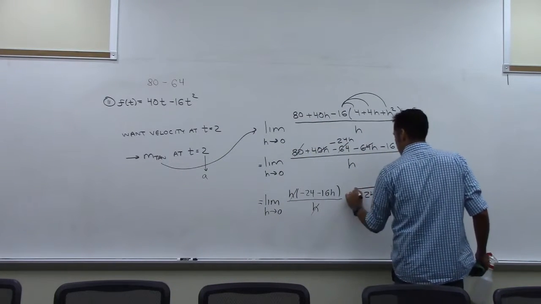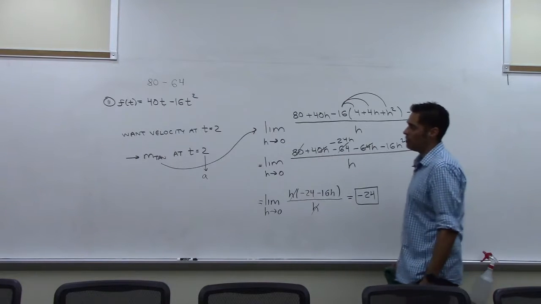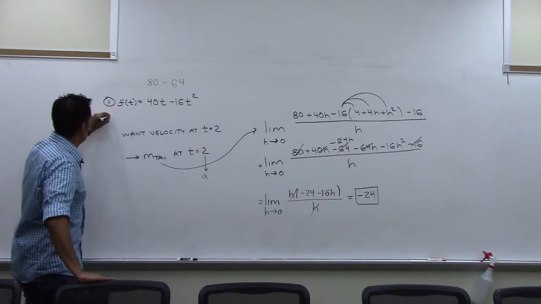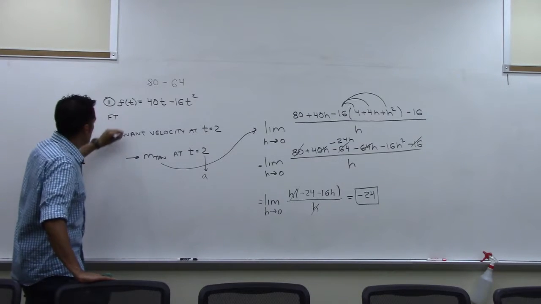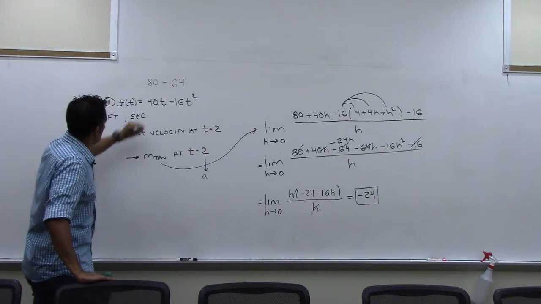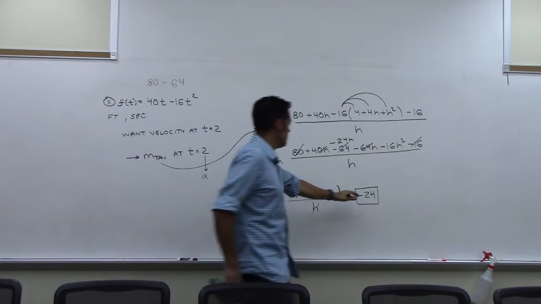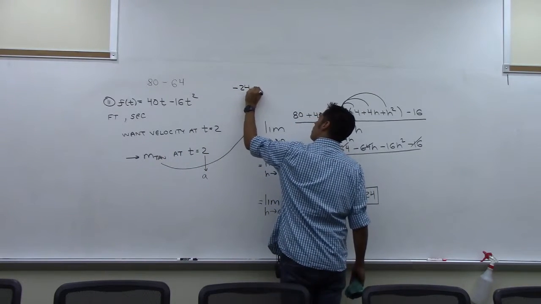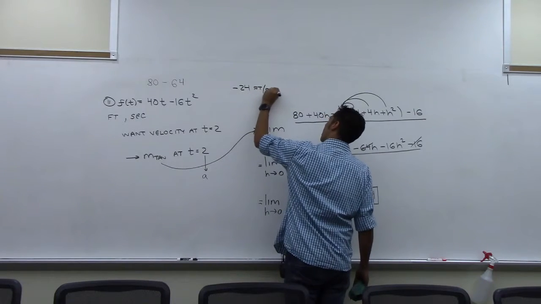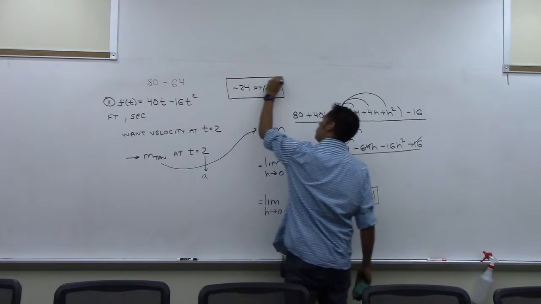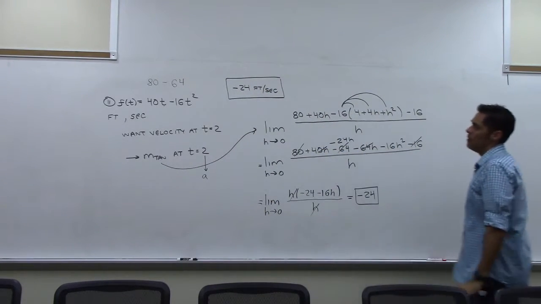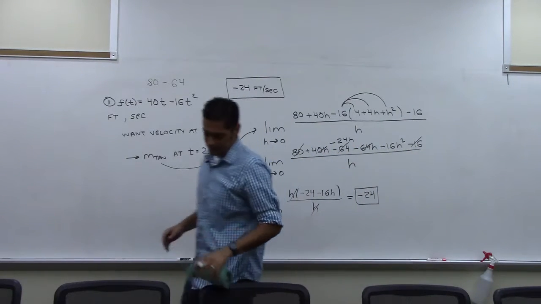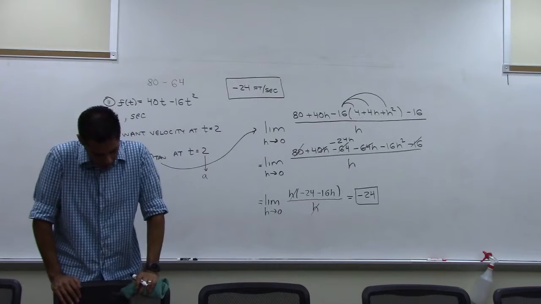Now, that's the slope of our tangent line, but how do I interpret that as a velocity? Well, remember, the height of this object was measured in feet, and the time was measured in seconds. So this instantaneous velocity will be written as negative 24 feet per second. So at exactly 2 seconds, this object is traveling at a speed of negative 24 feet per second. Very nice.